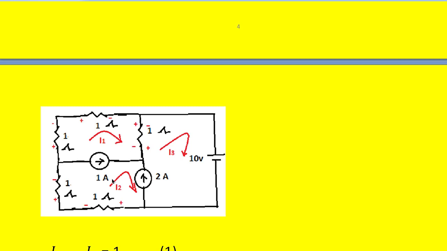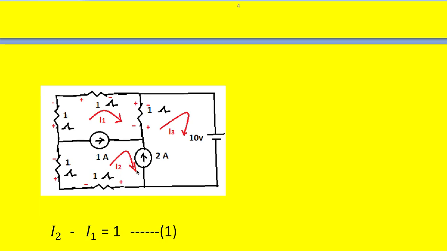Then go to the second loop. This is the second loop, and we start at one point. Let us say we start here. This is a 1 ohm resistor. I2 is entering here, so we put plus here, and leaving here, so we put negative here. The same I2 is flowing here, entering here, so we put positive here, then negative here. Then this is the active source, so we cannot change its polarity, it is always like this. Similarly here also.